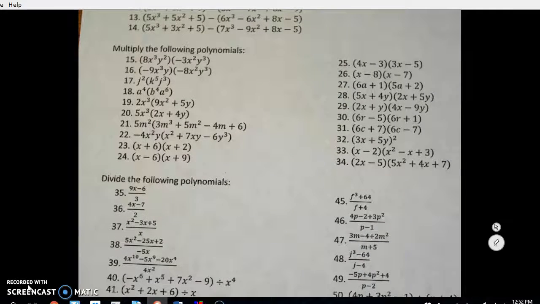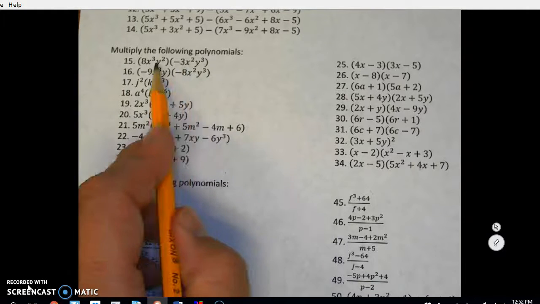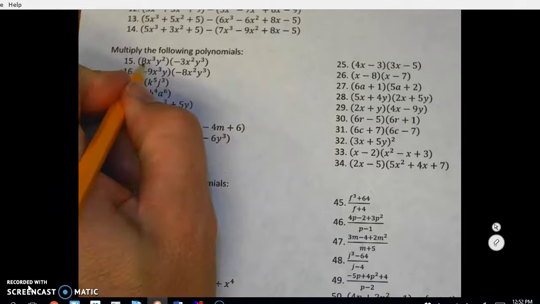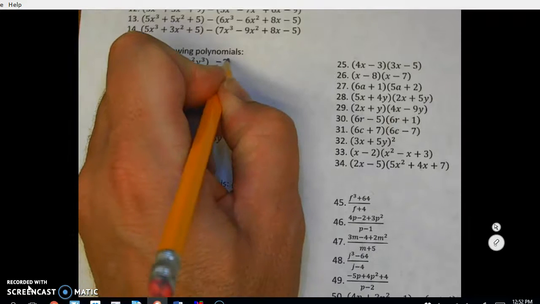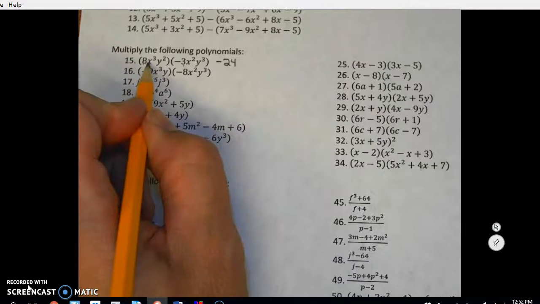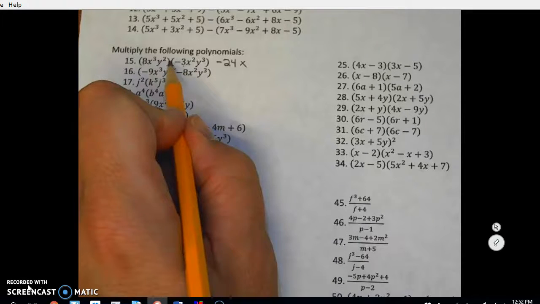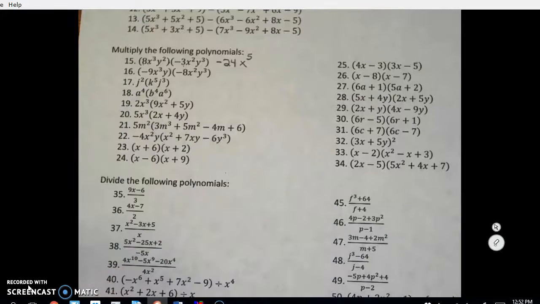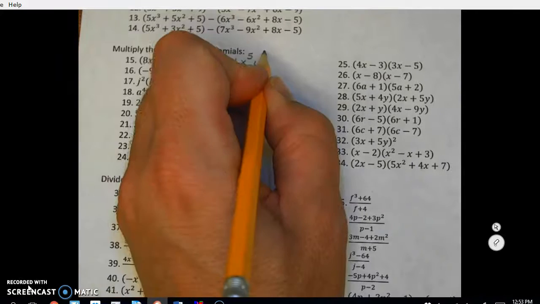All right, multiplying polynomials. Now, these are monomials. We're multiplying them together. So we start by multiplying the coefficients: 8 times negative 3, negative 24. Our next variable is x, and remember that when multiplying, you add exponents. So 3 plus 2 is 5. Next variable is y. 2 plus 3 is 5.